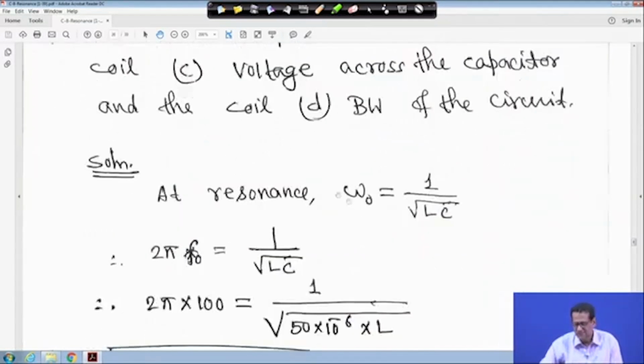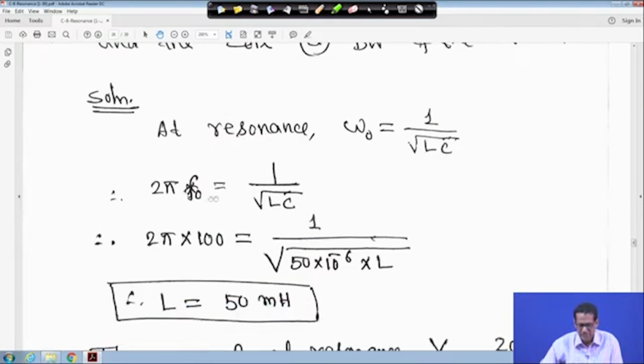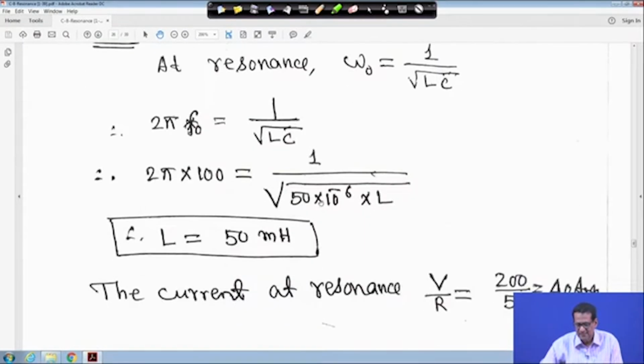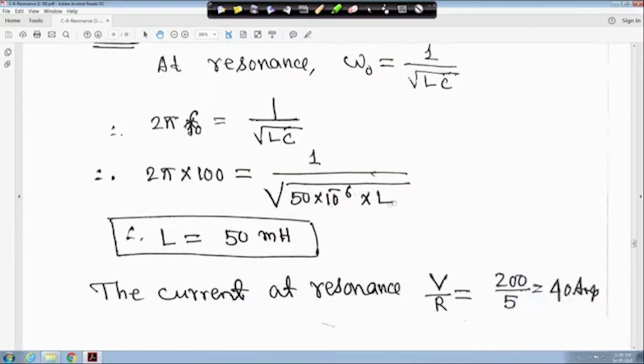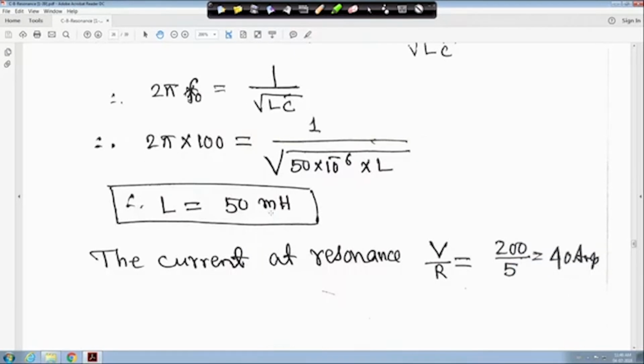So at resonance omega 0 is equal to 1 upon root over LC, that we know. So 2 pi f0 is equal to 1 upon root over LC. f0 is given as 100 Hz and C is given as 50 microfarad, so 50 into 10 to the power minus 6 farad, and L is unknown. So solve it, L will be 50 millihenry.